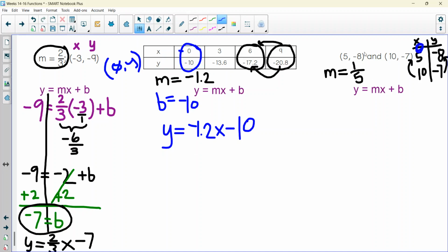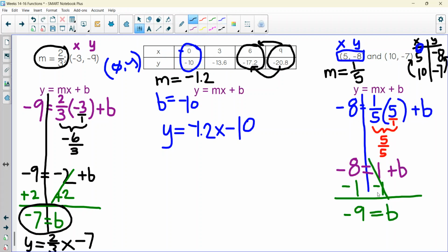Another choice is to do it similar to how we did the first example over here. Pick one of the points they gave you, label which coordinate is your x and your y, and then substitute like we did here to solve for b. So here my y value is negative 8. That is equal to the slope, which is 1/5, times x. I have an x value, it's positive 5. I don't know what b is, so I'm going to bring down plus b.